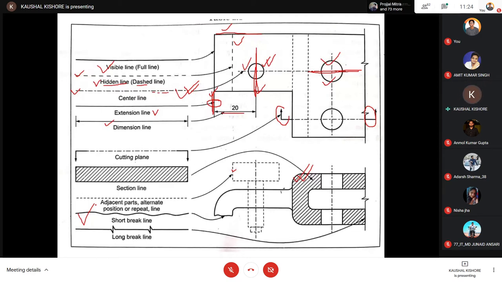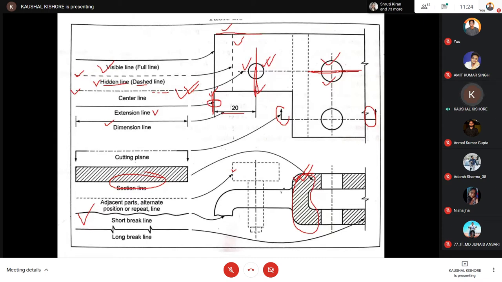Okay, you can see here, this part is called the section line. The section line is used to indicate the surface in the section. See, the whole part is a surface, so in this surface you have to draw only this part. So this type of line is used to indicate the surface in a sectional view. Imagine you have cut along the cutting plane line.